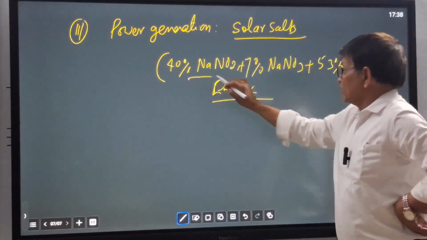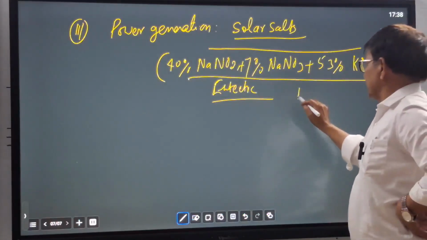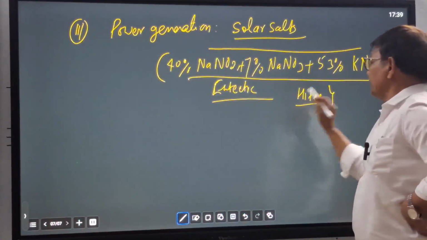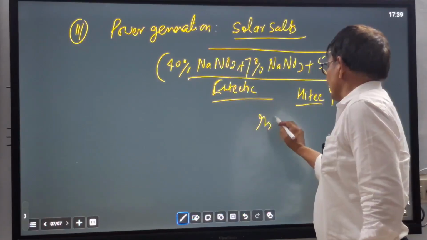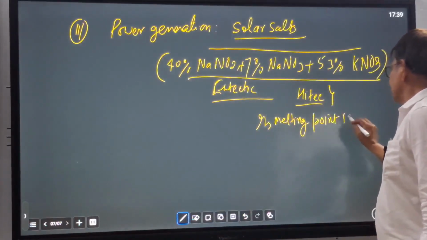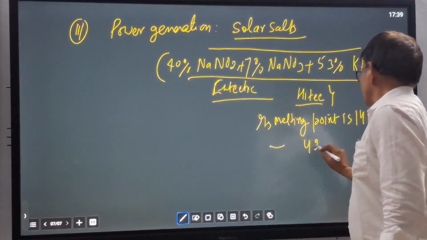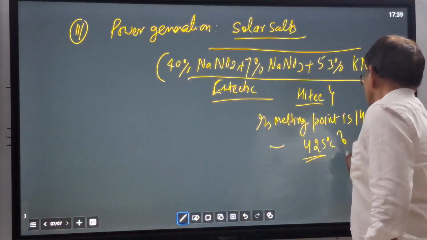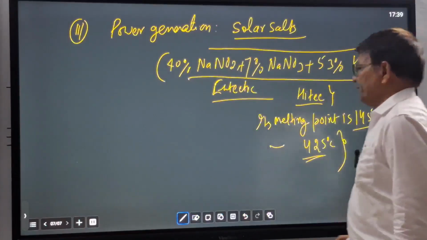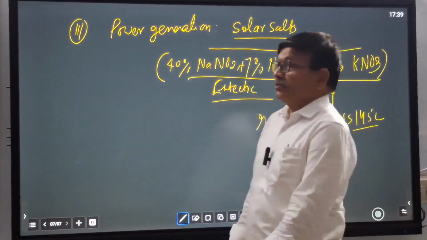And this constitution of the liquid solar salt is known as HITEC. This is a commercial brand name, available by the name HITEC, and its melting point is around 145 degrees centigrade, and its range goes up to 425 degrees centigrade. We can use it up to 425. This is a high range. It will melt at 145 degrees centigrade, and from 145 to 425 degrees centigrade, we can use this solar salt for storing energy.